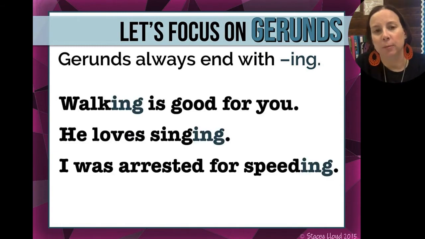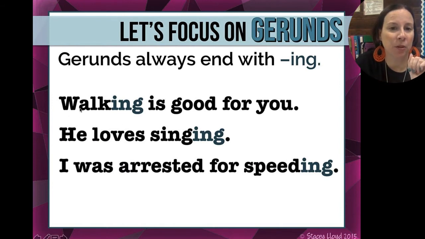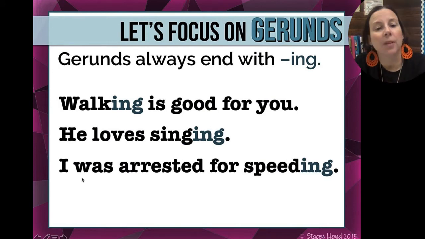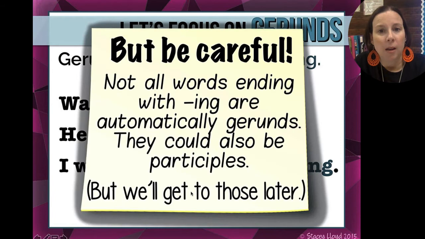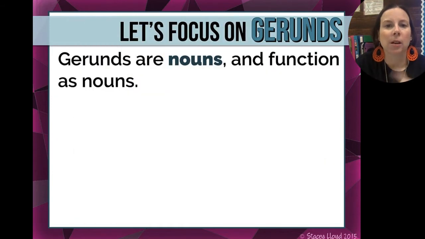Walking is good for you. Once again, walking is our subject of our sentence. What is good for you? Walking. He loves singing. Loves what? Singing. So that is a direct object. I was arrested for speeding. For speeding is a prepositional phrase, so this is an object of a preposition. Be careful. Not all words ending in ing are automatically gerunds. They could be participles, but we'll learn that later. So you have to make sure that they are being used as a noun.